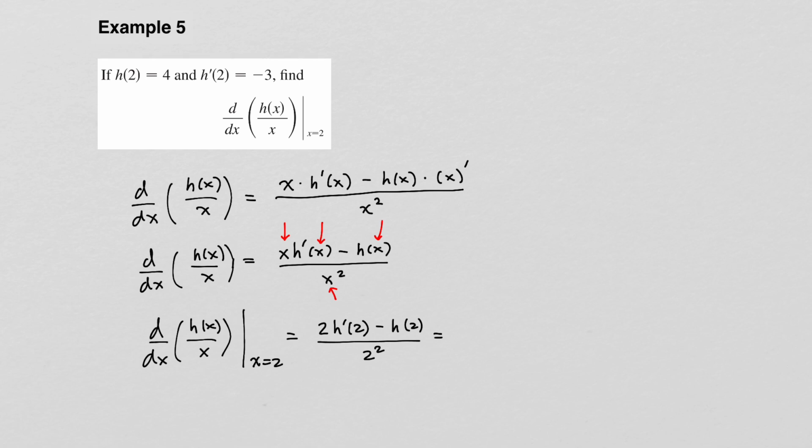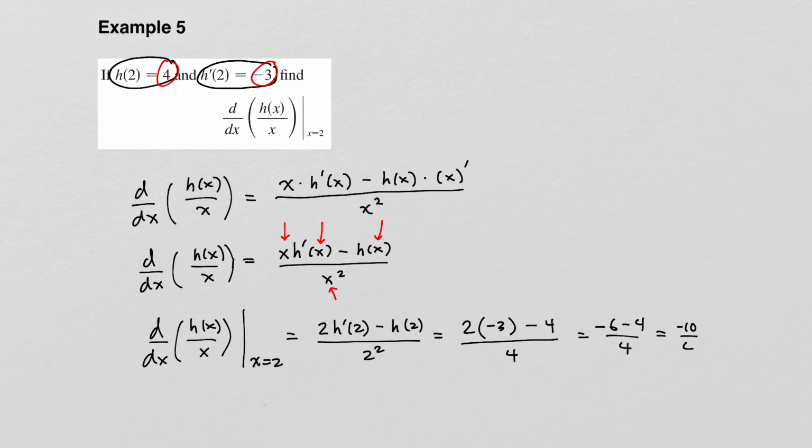Now in the beginning, they told us h prime of 2 is negative 3 and h of 2 is positive 4. So I'm just going to plug those values in down here. So I have 2 times h prime of 2, which is negative 3, minus h of 2, which is 4, divided by, and then in the bottom we have 2 squared, which is 4. So this is negative 6 minus 4 divided by 4, which is negative 10 divided by 4, which simplifies to negative 5 over 2.